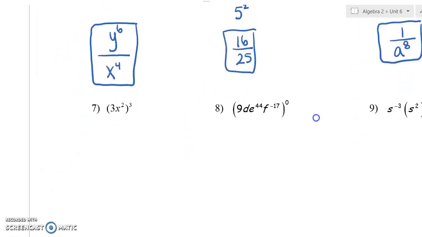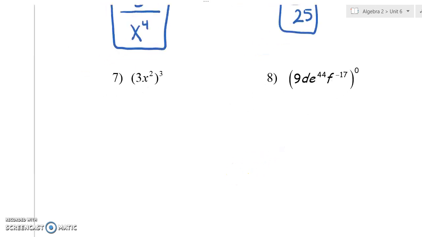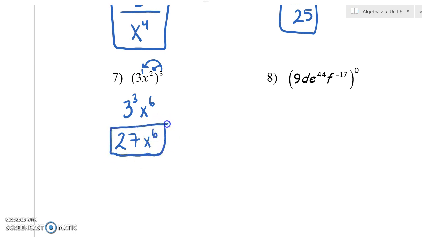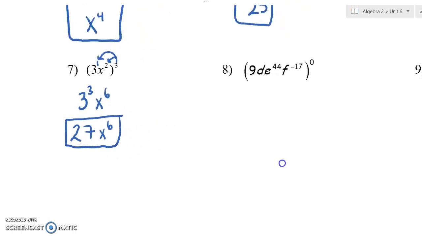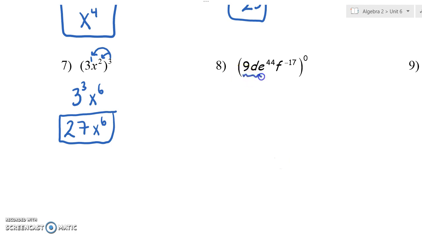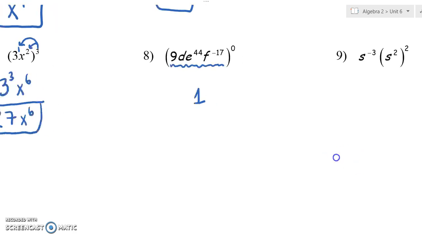All right, number 7 is very similar. We have a 3 to the 1 power and x to the 2nd power. We're going to go ahead and distribute that power of 3. We get 3 to the 3rd power and x to the 6th power. 3 to the 3rd power is 27, x to the 6th power. Number 8 is my favorite because everything inside of this is to the 0 power, which is equal to 1. That was easy. Looks complicated, but it's so much easier.